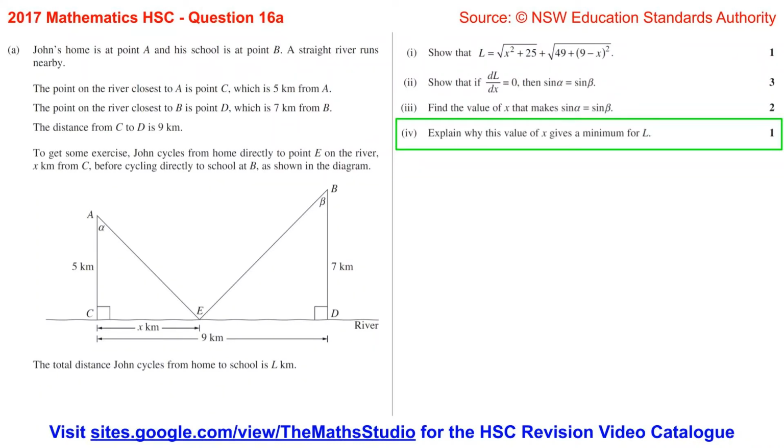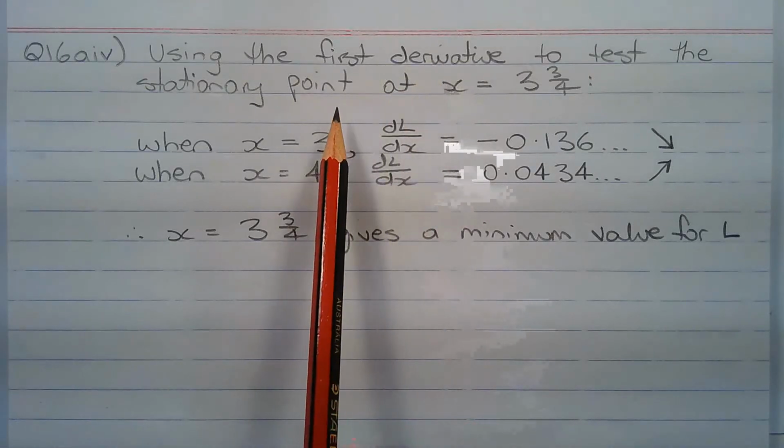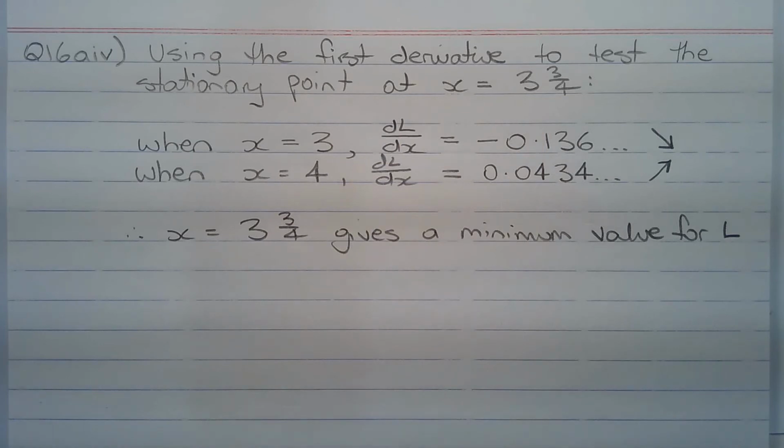Part 4. Explain why this value of x gives a minimum for L. We can use the first derivative to test the nature of the stationary point at x equals 3 3/4. And it's certainly easier to use the first derivative in this case compared to using the second derivative, and also considering that part 4 is only worth 1 mark.